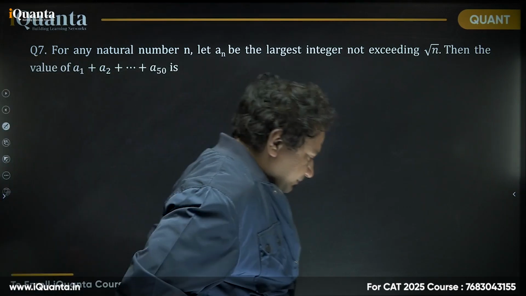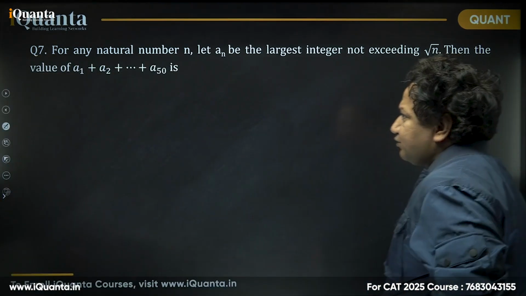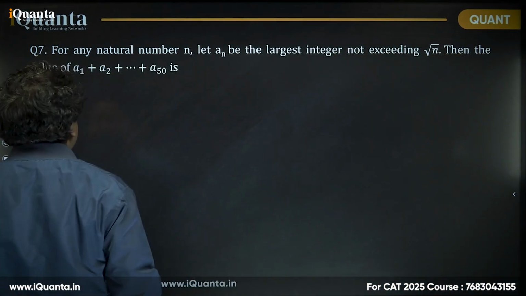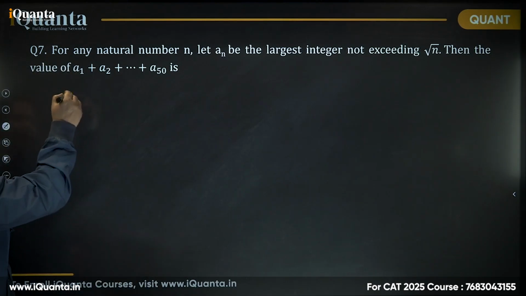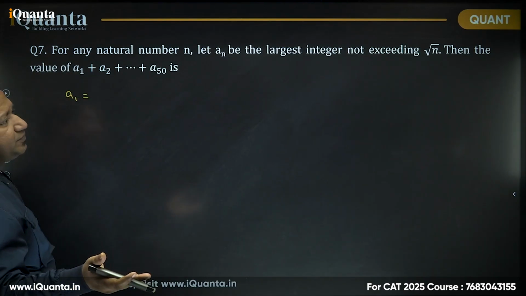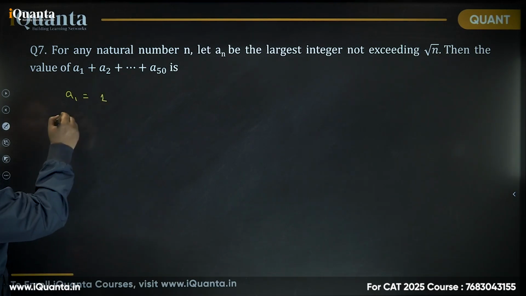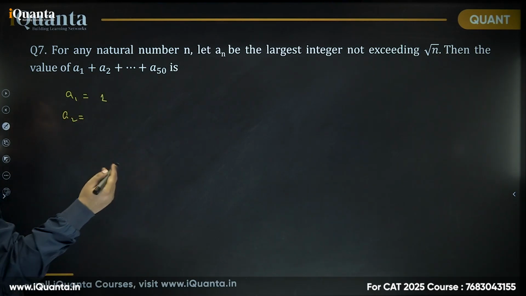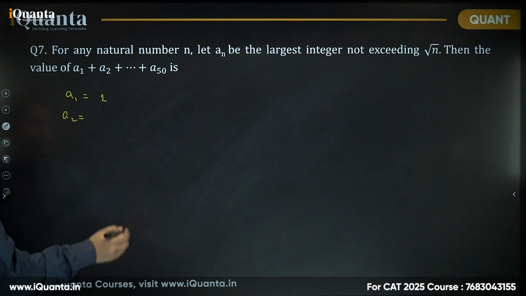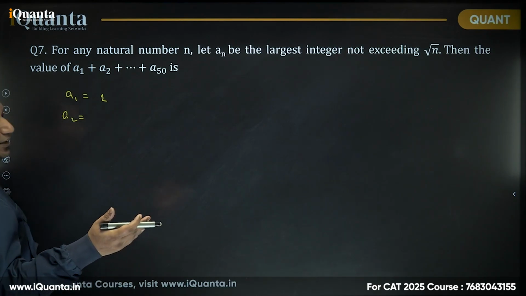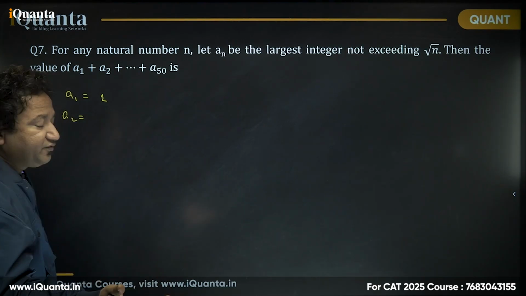Root n. Okay, so I'll just do one thing. What if I take a1? What will be the value of a1? The square root of 1 is how much? 1. So a1 will be 1 only. We take a2. Square root of 2 is 1.414, and the largest integer not exceeding 1.414 is 1 only.